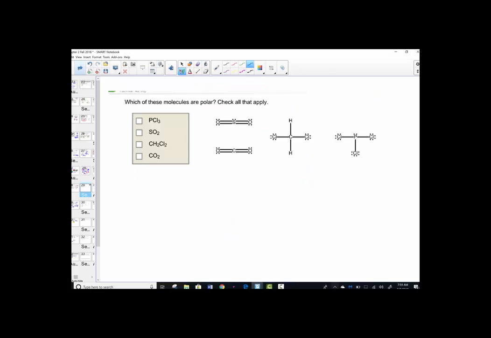Which of these molecules are polar? Check all that apply. I'm going to redraw these and kind of think with you a little bit. Let's draw this one. Here's sulfur. See those dots? Here's the oxygens. Now notice what I've done. There you go. I drew them really with a better molecular geometry.